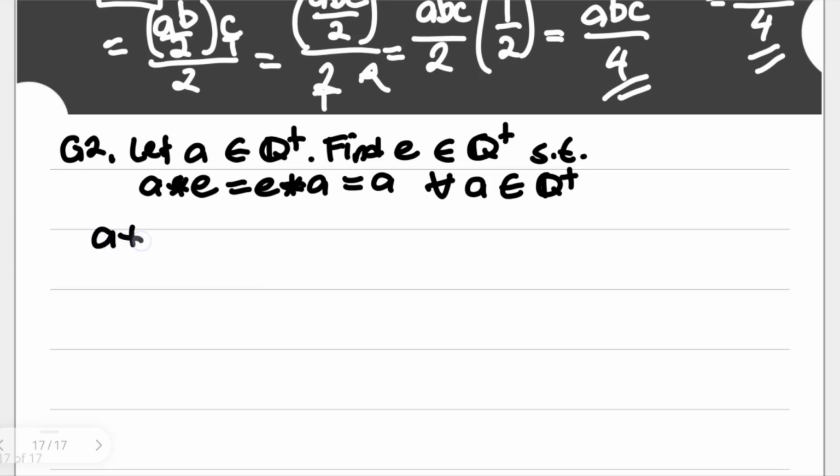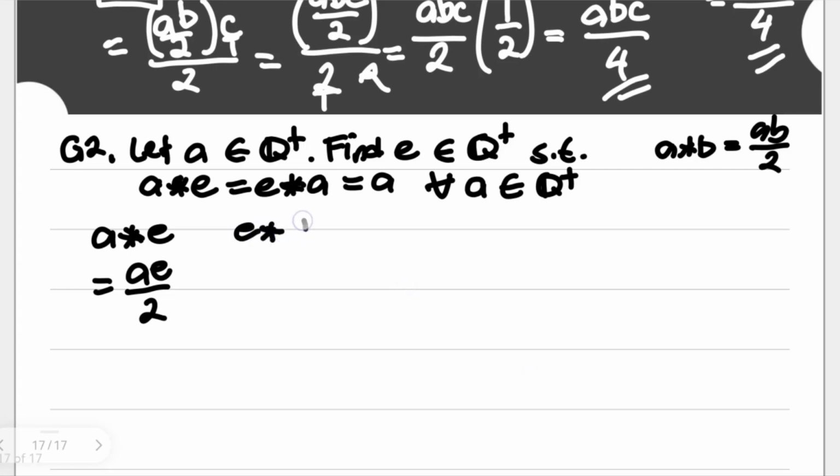If we have A star E, and following the definition earlier that A star B is AB over 2, I'm copying it here so that we will not be going back to the top. This is just equal to AE over 2. Okay? That is its equivalent value. The other side, E star A, should also follow the same condition, EA over 2. But of course, since this is under multiplication, we can rewrite it because usual multiplication is commutative, AE over 2. So you have the same results, and we are going to look for E.